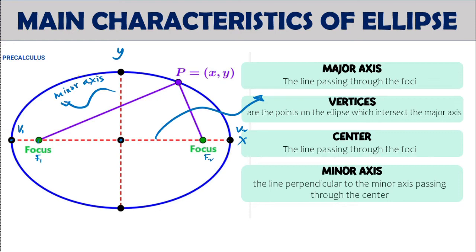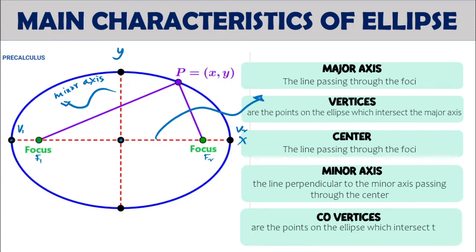So, makikita naman natin, no? Mas shorter yung minor compared to major axis. And major axis also, dapat longer siya ng minor axis. Next is the co-vertices, are the points on the ellipse which intersect the minor axis. So this is the minor axis.